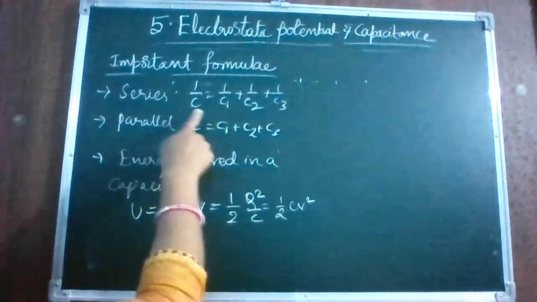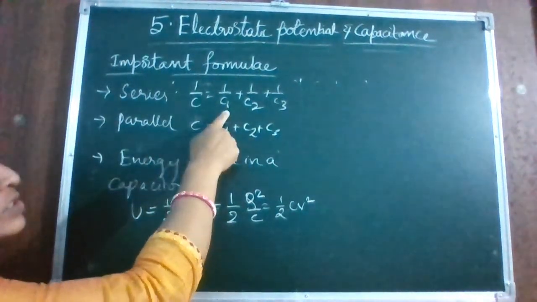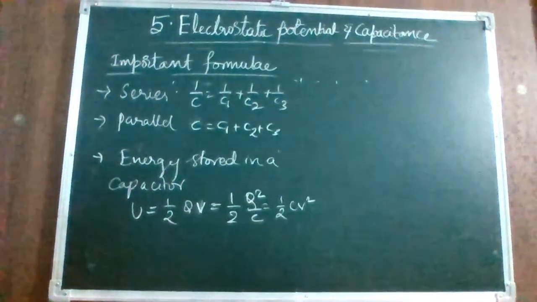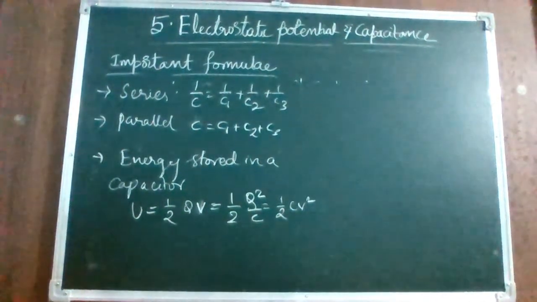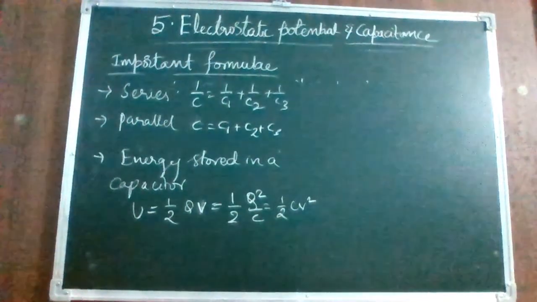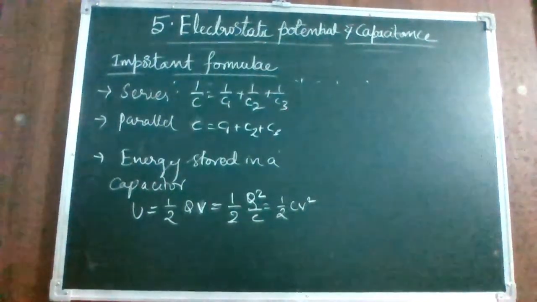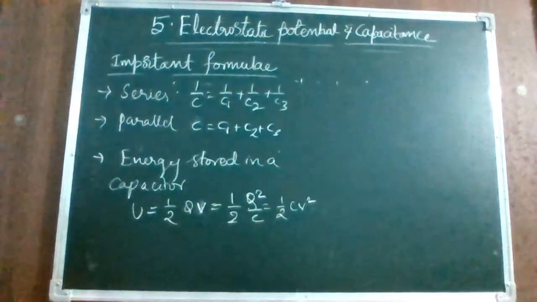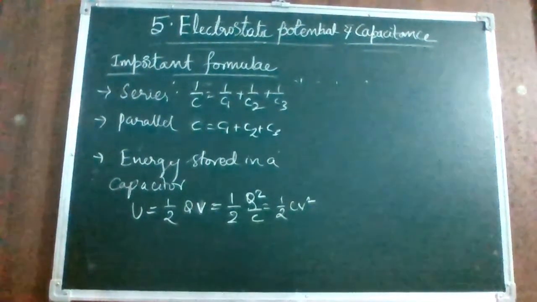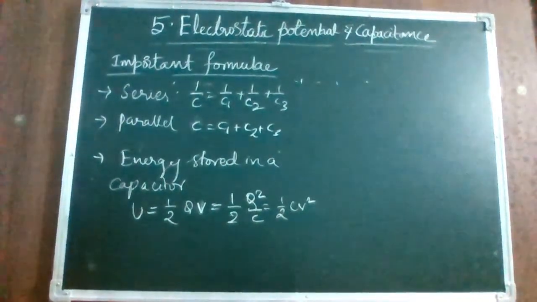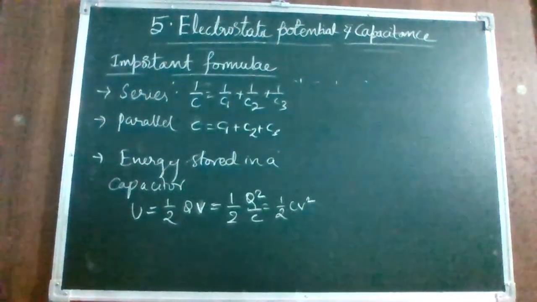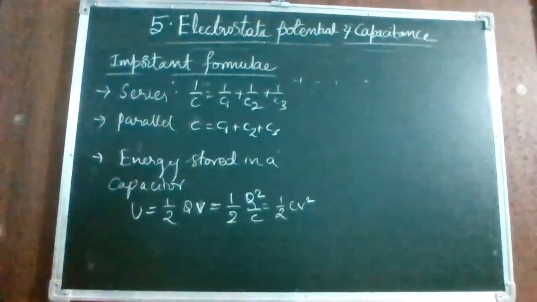Also for the series combination, 1 by C is equal to 1 by C1 plus 1 by C2 plus 1 by C3. The reciprocal of the resultant capacitance is equal to the sum of the reciprocals of the individual capacitances. So we will have that equation for the series combination. In the series combination, the charge is constant.